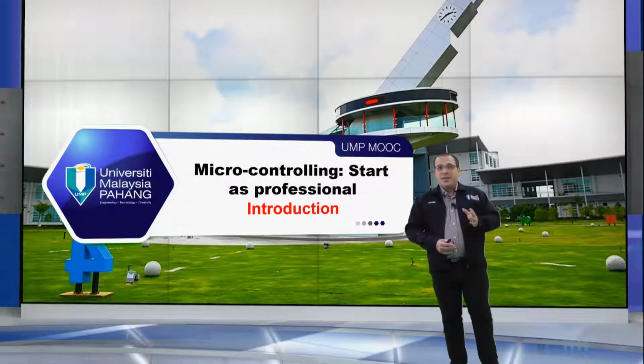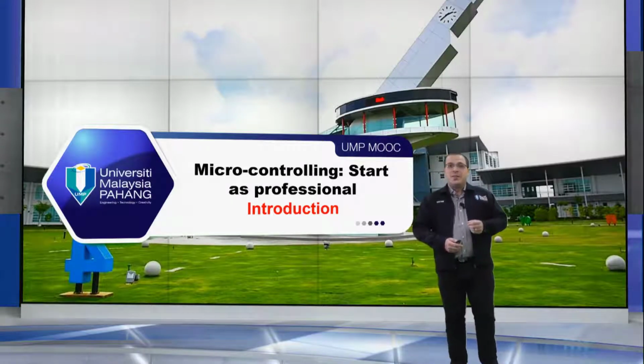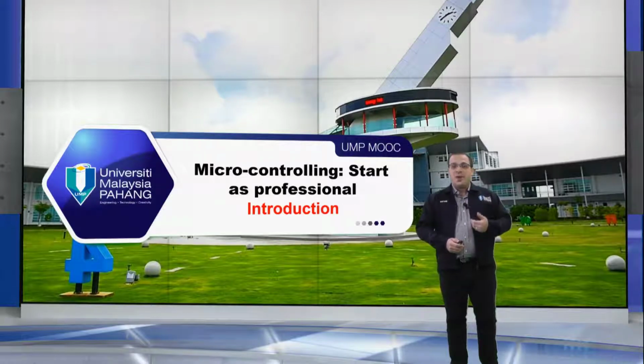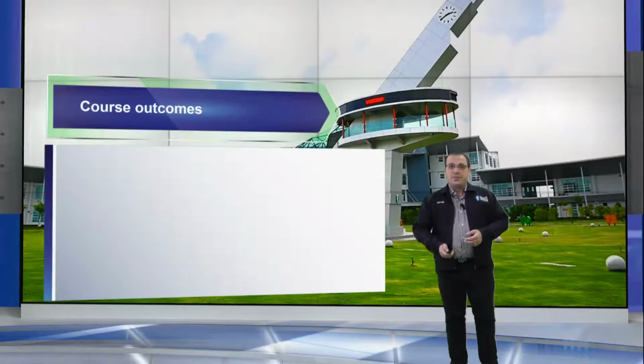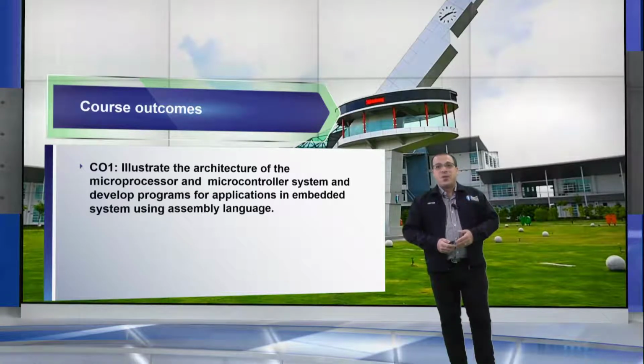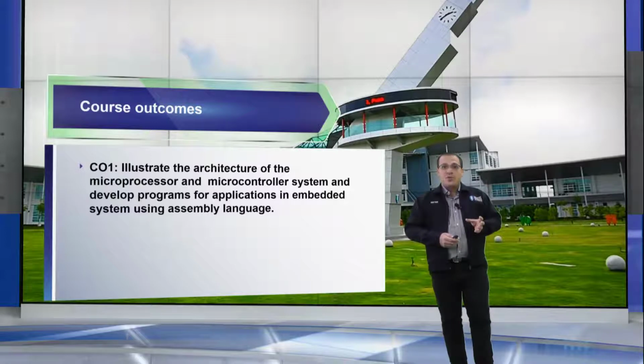In this small video, I just give some introduction and some definitions about some concepts that we are going to use in this course. Let me start with the course outcomes. The first course outcome is to illustrate the architecture of the microprocessor and microcontroller system and develop programs for applications in embedded systems using assembly language.